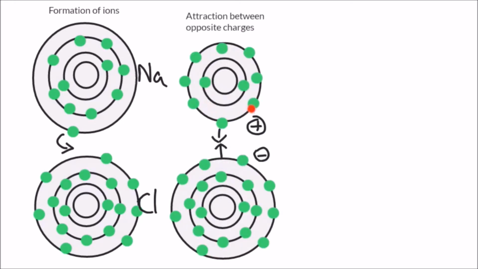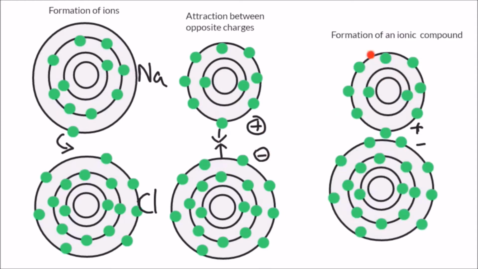Post-electron transfer, sodium losing one electron becomes electropositive and chlorine gaining an extra electron becomes negative. These two opposite charges attract each other and this forms an ionic compound. NaCl was hence formed by sodium metal and chlorine non-metal.